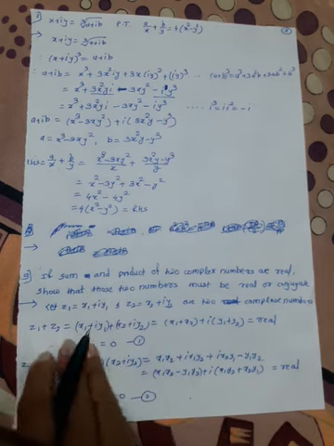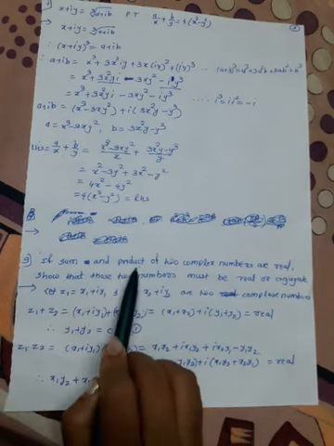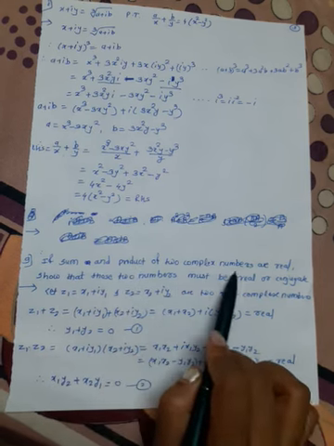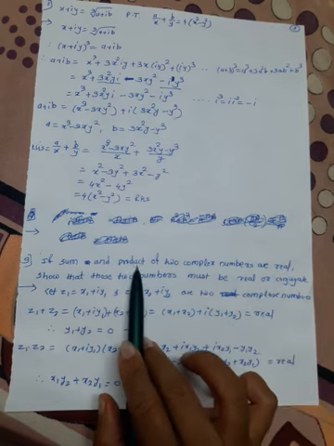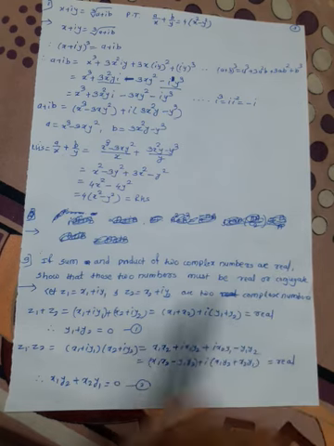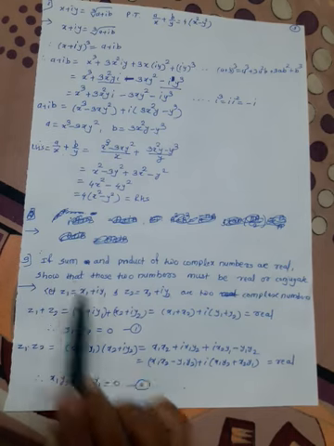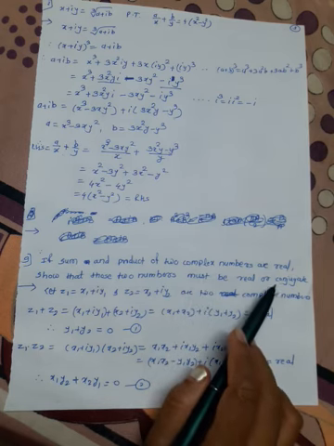example. If the sum and the product of two complex numbers are real, where sum means addition, then show that, what we have to find, or show, is that those two numbers must be real or conjugate.